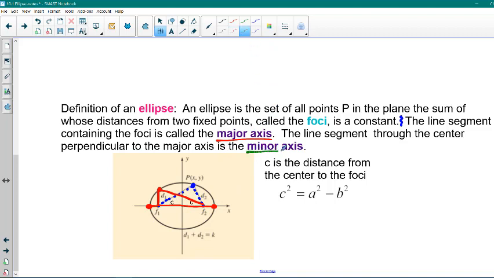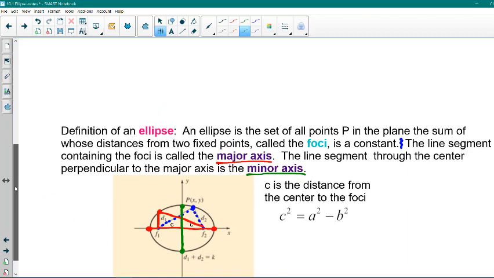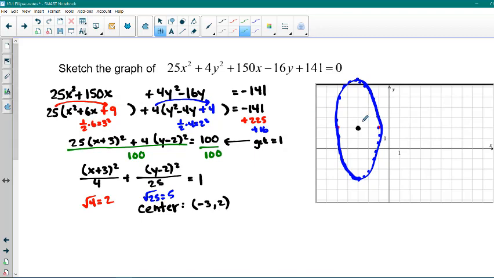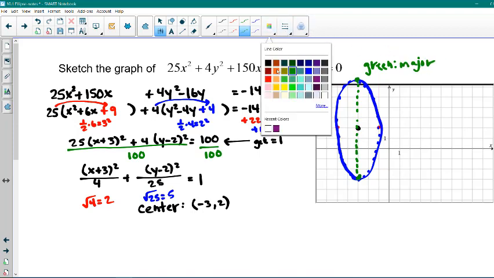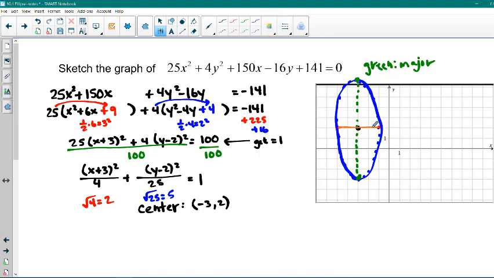Then the minor axis is through the center, perpendicular to the major axis, and it's going to be the shorter distance. So if we look back at our ellipse here, we can see that it's longer in the y direction. So here would be our major axis. The green would be the major axis. And the shorter distance is here. The orange would be the minor axis.